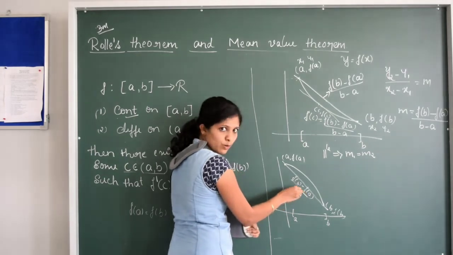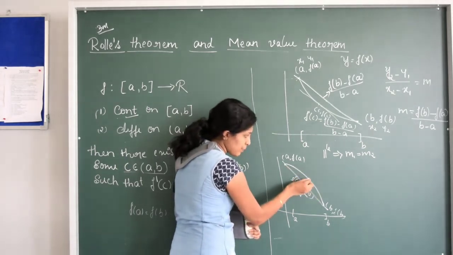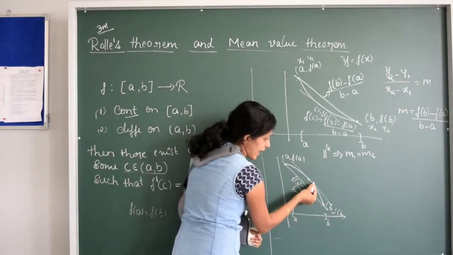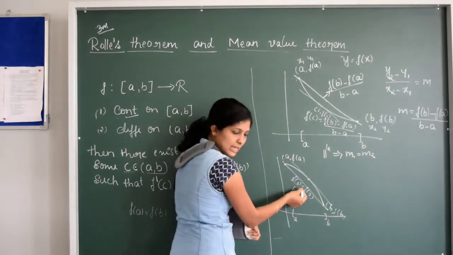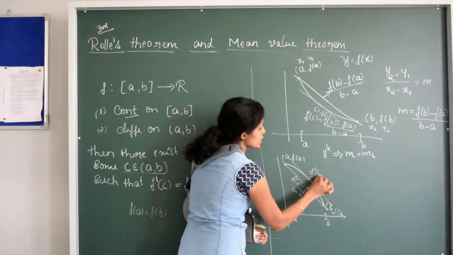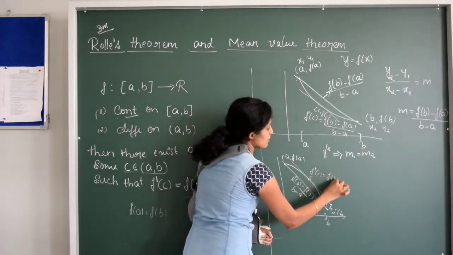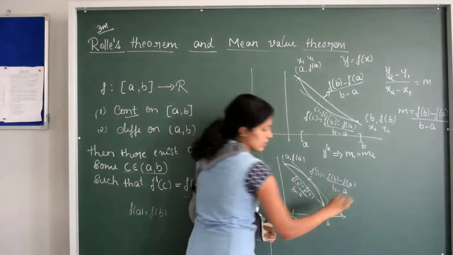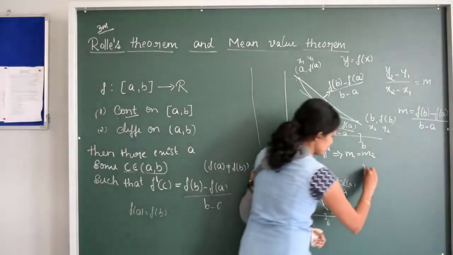So this is the slope of the line, and here we can find one point, right? This is the one point. We can draw a tangent here, and that tangent will be parallel to this line. So if I consider this point as c, we can write f dash of c is equal to f of b minus f of a divided by b minus a. Okay, that's one more.